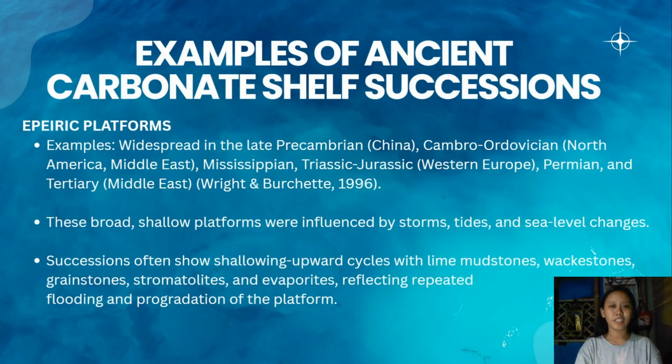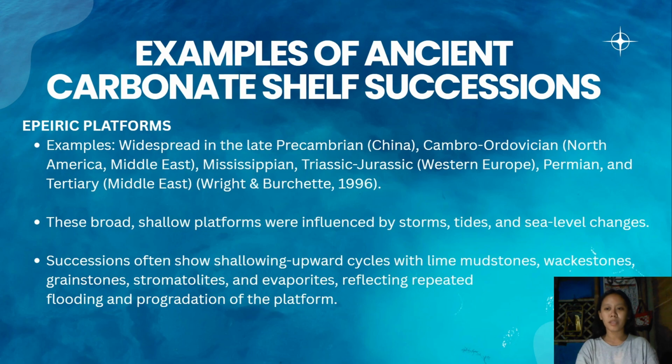Another example of ancient carbonate shelf successions is the epeiric platforms. Examples are widespread in the late Precambrian of China, the Cambro-Ordovician of North America, the Middle East, the Mississippian, the Triassic-Jurassic of Western Europe, and the Permian and Tertiary of the Middle East. These broad, shallow platforms are influenced by storms, tides, and sea level changes. Successions often show shallowing upward cycles with lime mudstone, wackestones, grainstones, stromatolites, and evaporites, reflecting repeated flooding and progradation of the platform.